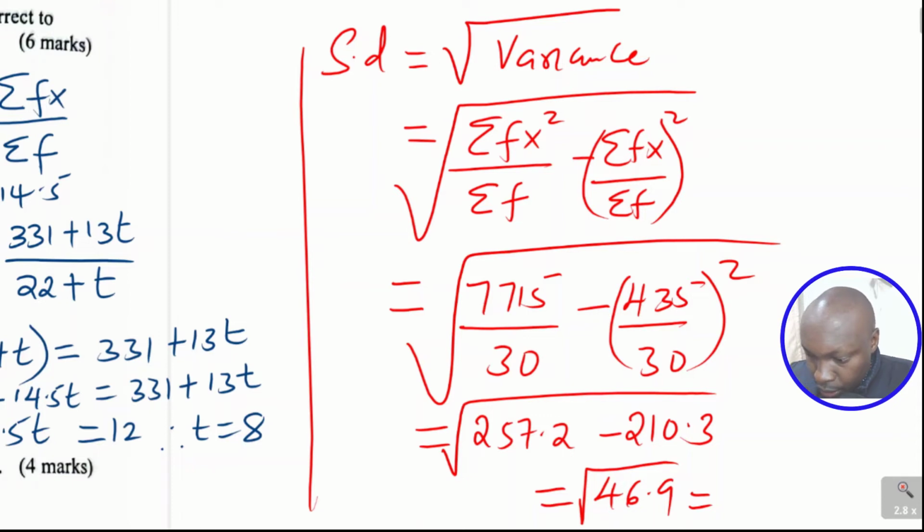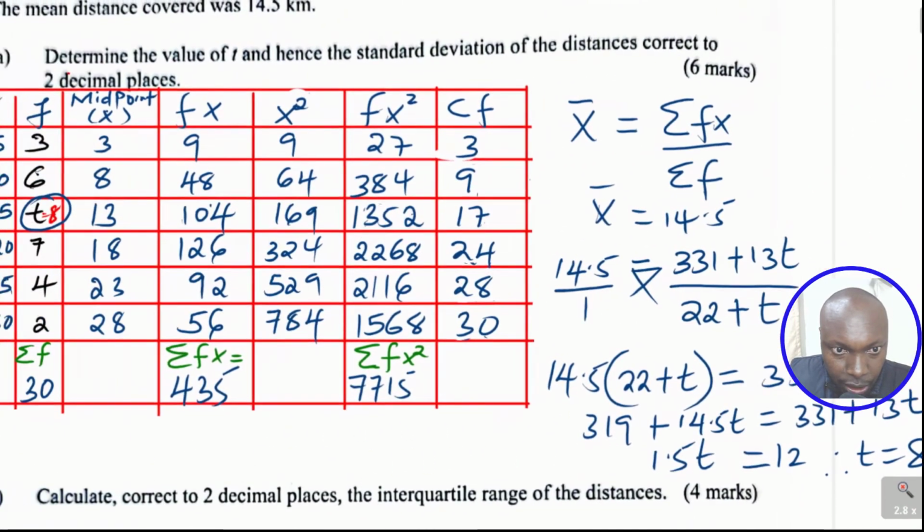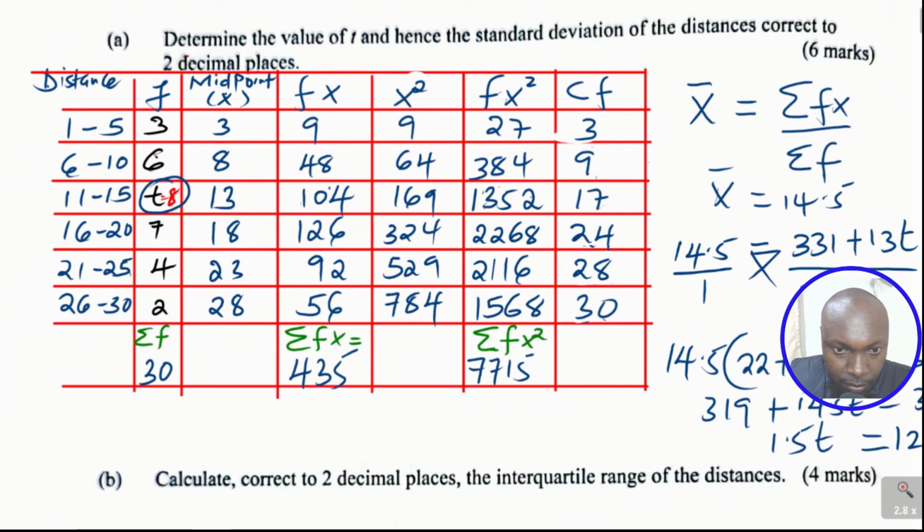When you get the square root of 46.9, we get 6.85. If you write this to 4 significant figures, you get 6.848. So that is the standard deviation. Now, after getting the standard deviation, we are done with the first part. We found the value of t, which is 8, then the standard deviation.